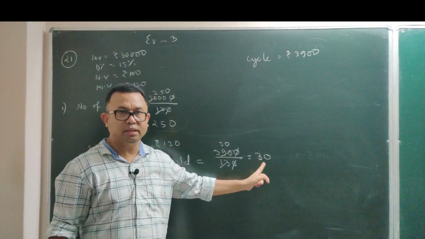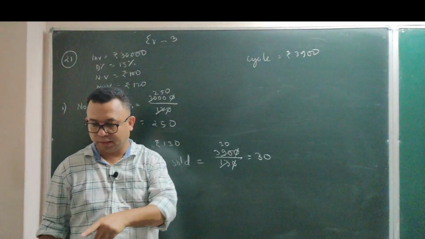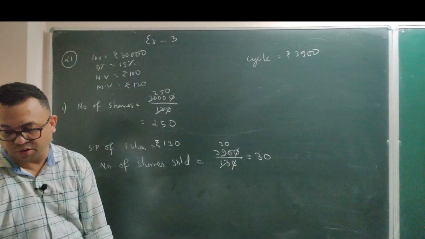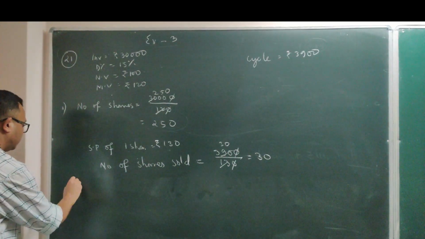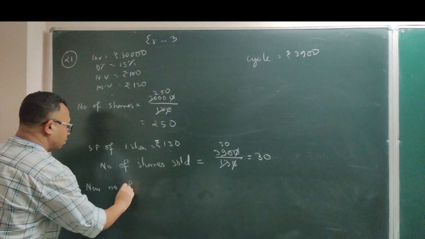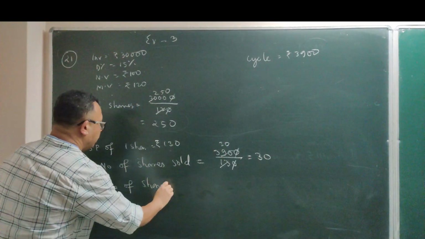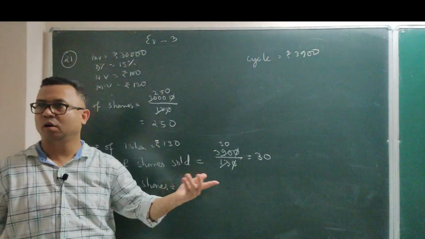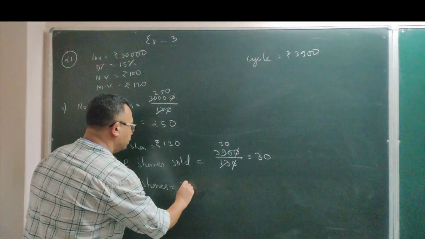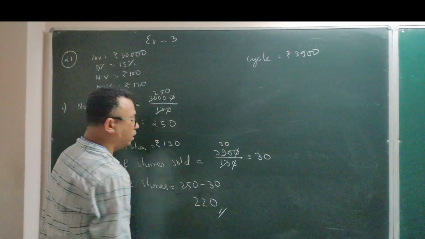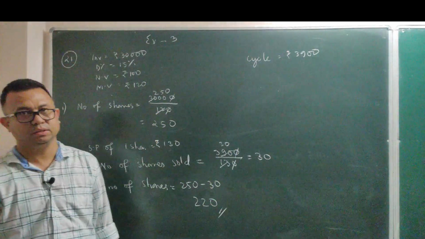Now he lost 30 shares, now he sold. Now the second question is asking what is the new number of shares, that is, the number of shares he still holds. So to answer the second question, the new number of shares: he had 250 shares. He had to sell 30. So how many shares does he have now? Simple, 250 minus 30. So now he has 220 shares.